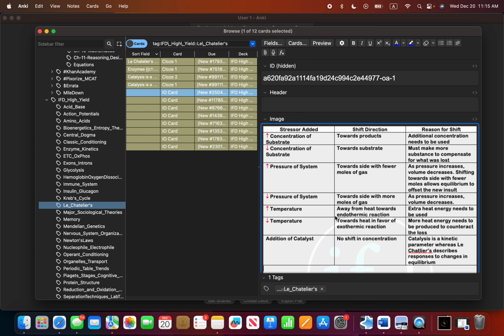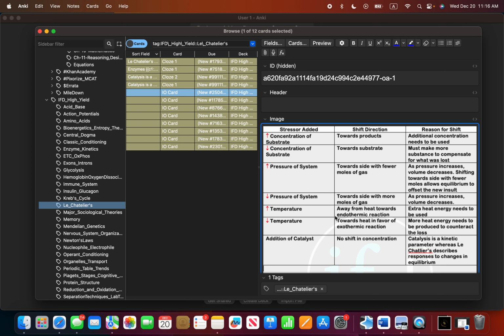So to balance it up, because you increase the temperature, you need to balance that out, right? You need to use that extra energy. So you would move away from heat. So you would go towards an endothermic reaction. And if you lower the temperature, it means that you would move towards heat in favor of exothermic reaction. So you want more heat energy to be produced, right? Because the temperature has gone down. And to counteract that loss, you need to produce more energy. So you go towards exothermic reaction.